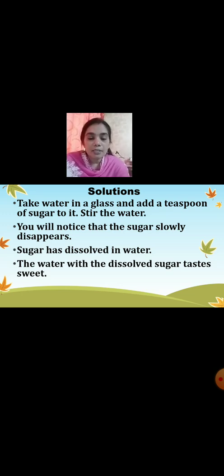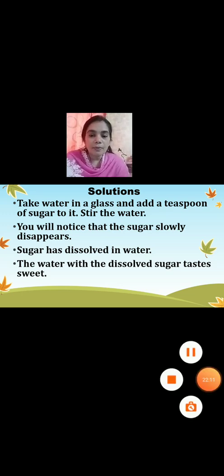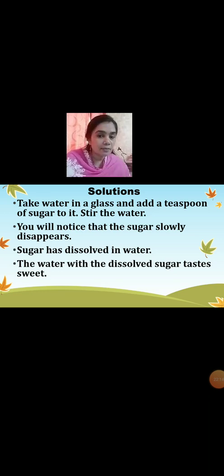So our next one is solutions. Yes, this activity is also done. So what is called a solution? We had taken the water in a glass. We added the sugar in that, and we started stirring the sugar. So what did we notice? We noticed that the sugar slowly disappears. That is, it gets dissolved in the water.